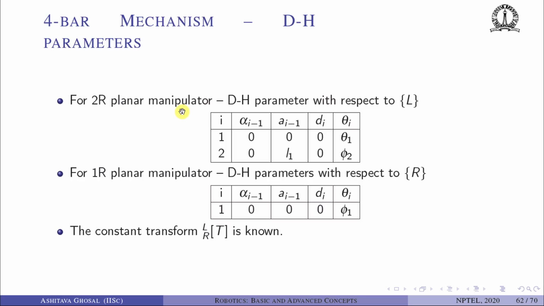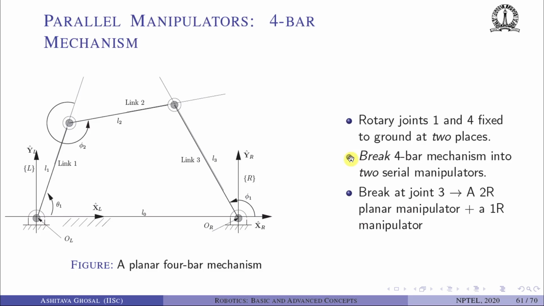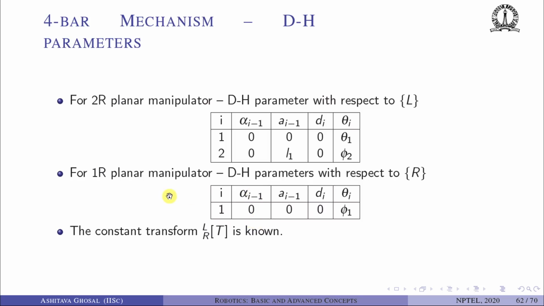So if I break it there, for the 2R manipulator, which we have looked at in the case of the planar 3R, we have 2 DH tables. Okay, so for the 2R with respect to L, we have 0, 0, theta 1, 0, L1, 0, phi 2. Remember we are calling this angle phi 2. This is theta 1 and this is phi 1. Okay, and for the 1R manipulator with respect to the R coordinate system, we have 0, 0, 0, phi 1. And there is a constant transformation matrix between L and R. Okay, they are parallel to each other, but they are separated by a distance L0.